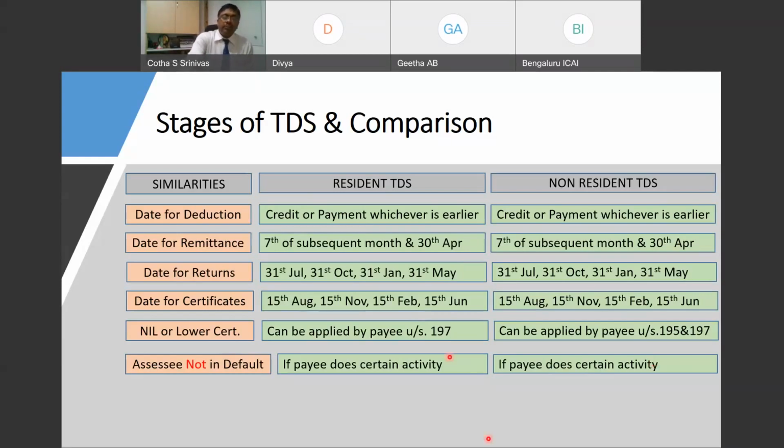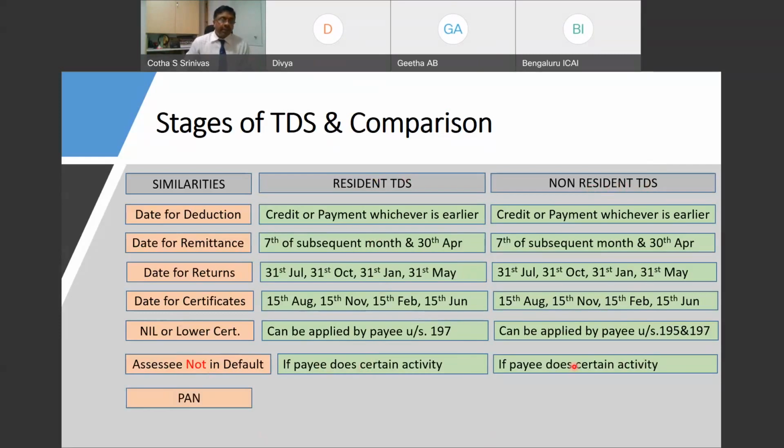So the payer does a certain activity. The person who was supposed to deduct but did not deduct will not be considered in default. So, assessee not in default. Earlier, this provision was applicable only for resident TDS, that is, where the recipient was a resident, but now it has been extended even to non-resident recipients. So even under non-resident TDS, this particular provision is applicable.